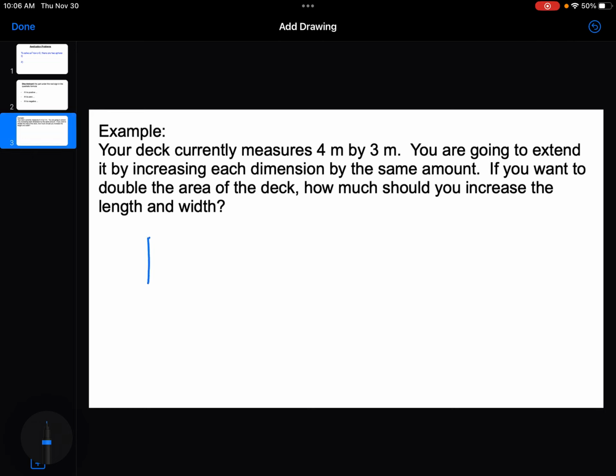So we've got a deck that's 4 by 3. So this is 4 by 3. And it says you're going to extend each dimension by the same amount. So what that means is I'm extending this way and I'm extending this way. So we're extending it by the same amount. So that means this is x and this is x. And if we were to connect it, it would look like that. We've got a little L on the side there. We're extending both dimensions by x. So let x meters be the extension.